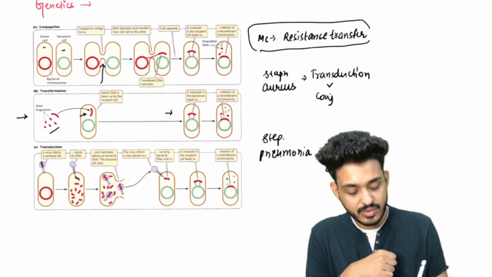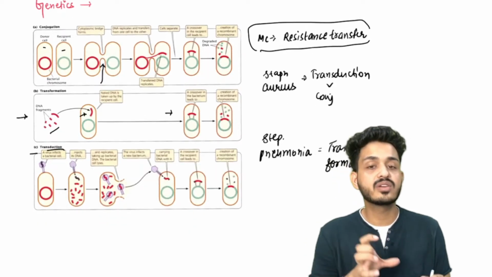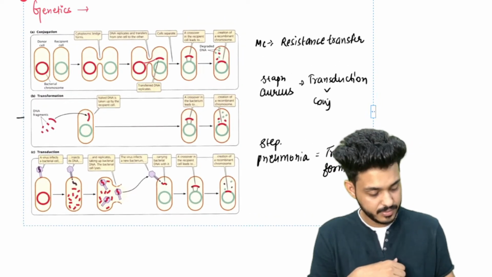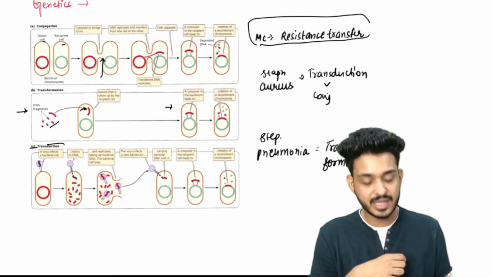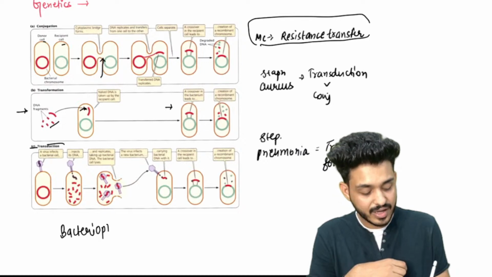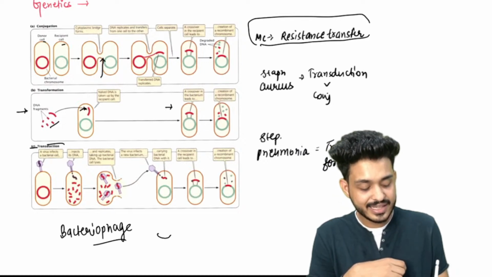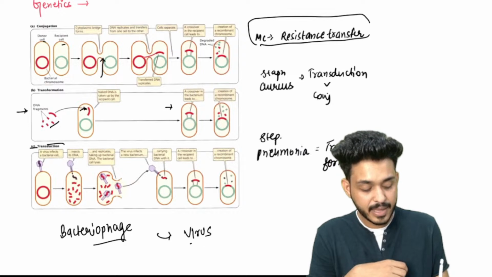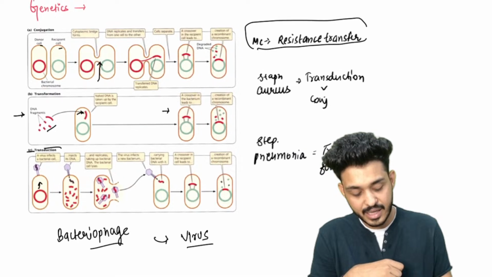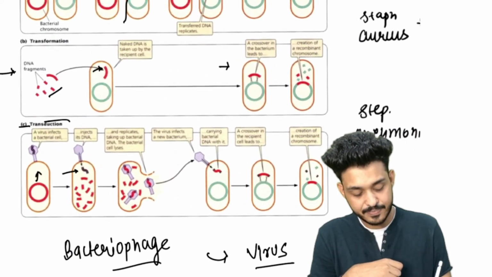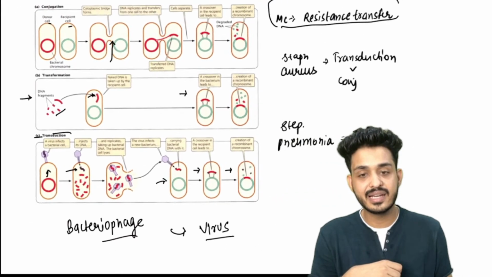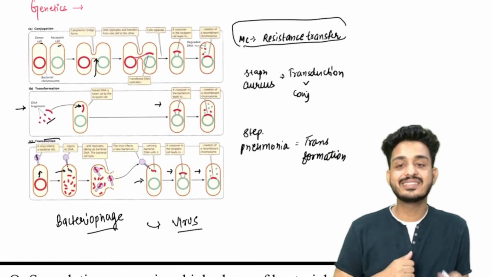Okay, and the third one, transduction. Transduction has to be done by something, right? So what is that? Bacteriophage. A bacteriophage is basically a virus, which invades and kills the bacteria. So look here, a bacteriophage is coming. It will take up the substances and transfer them to multiple other bacteria. And this is how there will be resistance to the drugs.